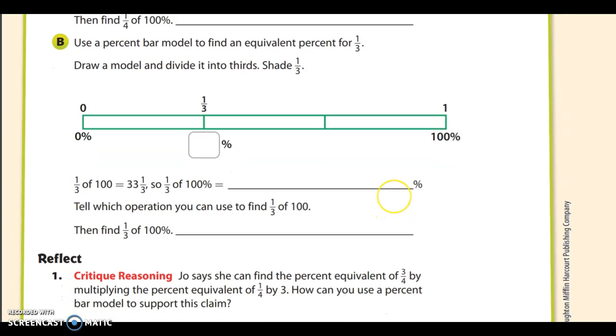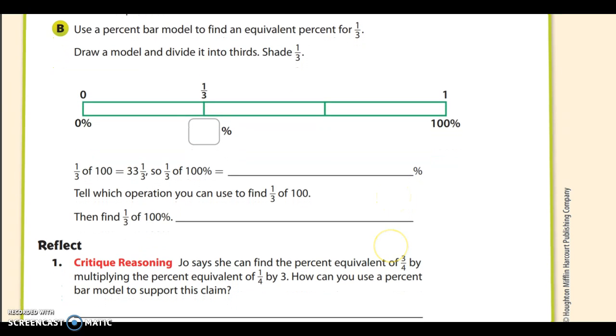Now question B. This is the tricky part, but I'm going to help you. It says use a percent bar model to find an equivalent percent for 1/3. Draw a model and divide it into thirds. Shade 1/3. So let's think about what this needs to be. The whole thing is 100, and we're shading 1/3 of it. Now whatever answer you put here, when you multiply it by 3 to check your answer, it needs to be 100. So I've had kids in the past guess 30.